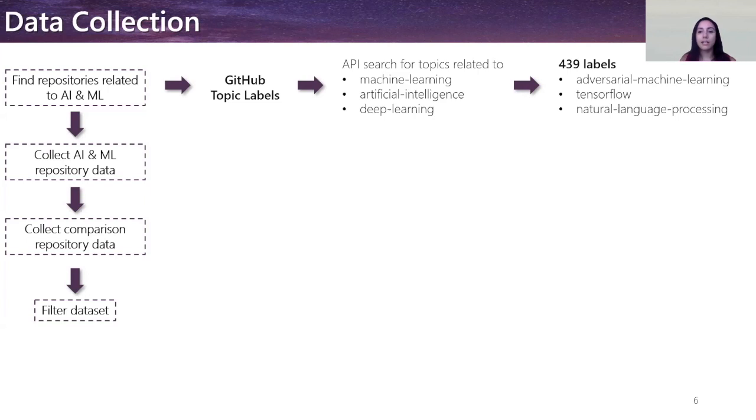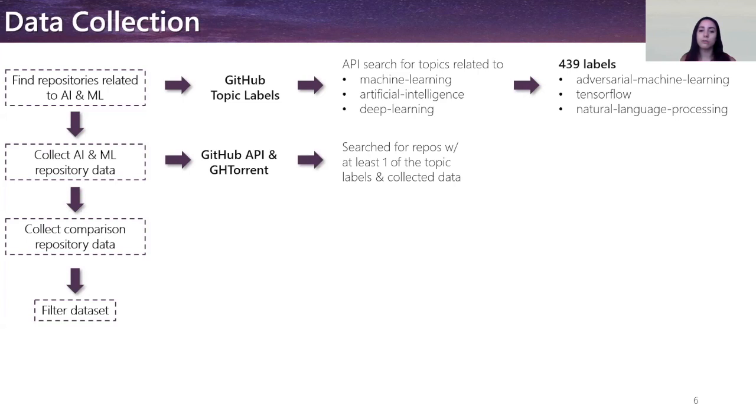So then we needed to collect repositories with these labels and the relevant data. So we used the GitHub API and GHTorrent to search for repositories that had at least one of the topic labels, and then we collected all of the metadata we could from the API and GHTorrent for each of those repositories. And from our initial search, we got 53,427 public repositories related to AI and ML.